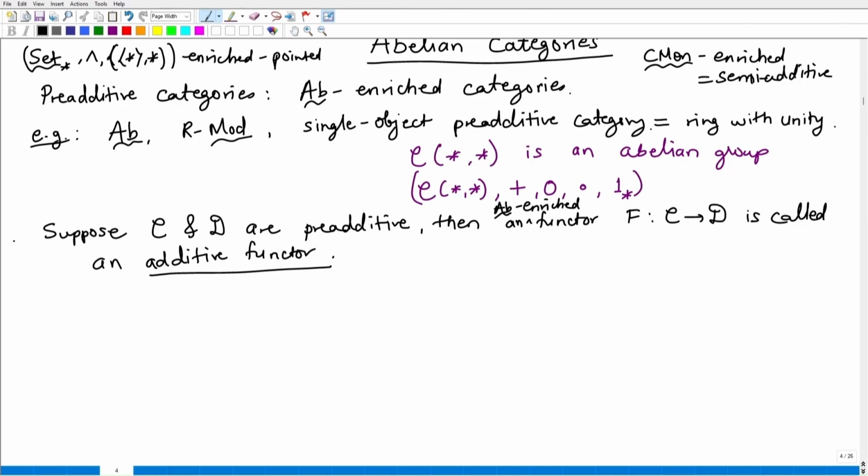Okay, so this is the definition of an additive functor. It should behave well with respect to the enrichment. What is the enrichment? Abelian groups. So what does this mean really? That this is an additive functor.